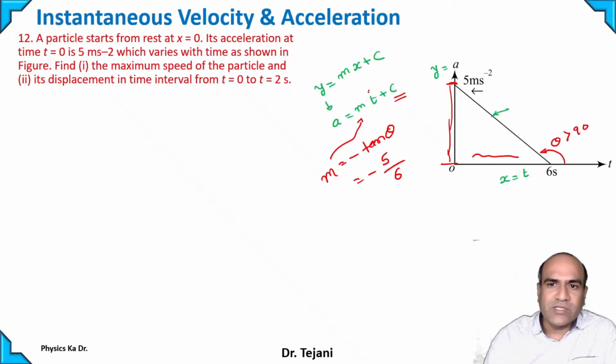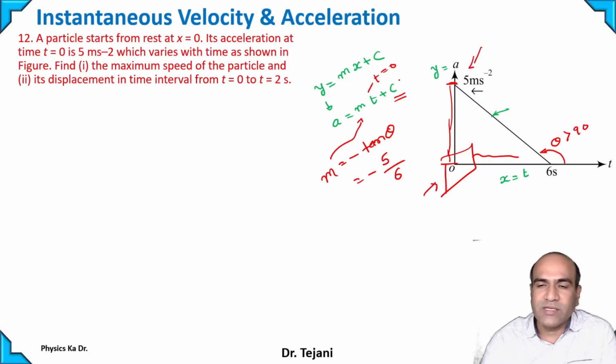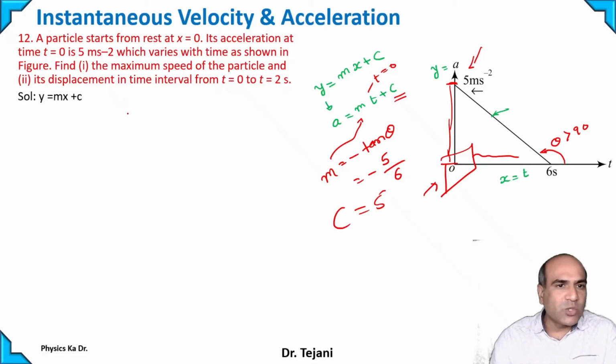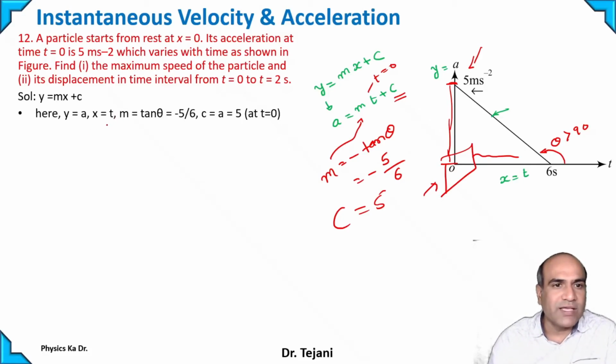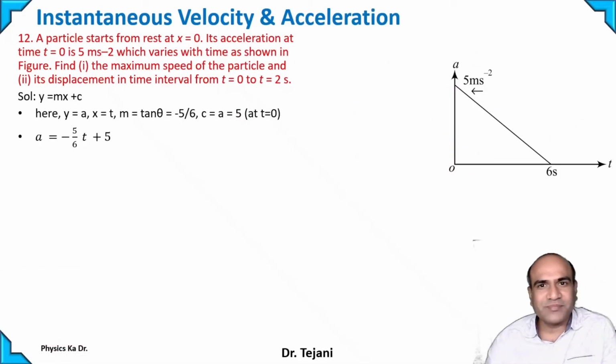We know that at t is equal to 0, c is equal to a. That means c is equal to 5. Put this value here. So y is equal to mx plus c. Here y is a, x is t, m is tan theta, minus 5 by 6, and c is equal to a at t equal to 0, which is 5. Putting this all together, a is equal to minus 5 by 6 t plus 5. And that equation you have to derive for this solution.